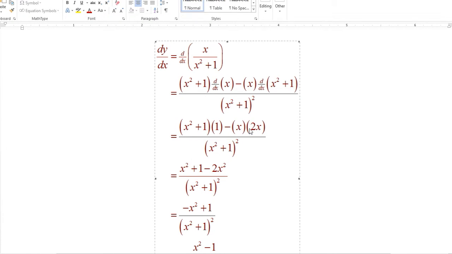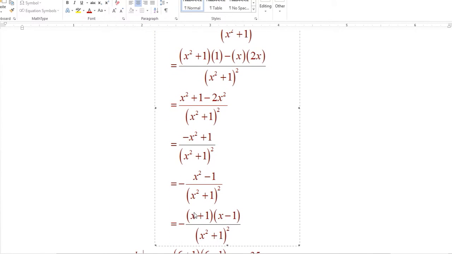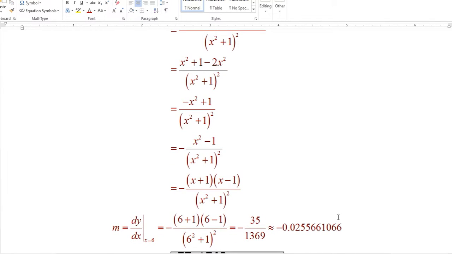Distribute, we get x squared plus 1 minus 2x squared. X squared minus 2x squared is negative x squared. We still have plus 1. We still have our x squared plus 1 in the denominator, x squared plus 1 squared. And then, well, that's the answer, but I could, if I wanted to, factor out a negative 1, leaving me x squared minus 1, which factors as x plus 1 times x minus 1. So there's a factored version for this problem in the end.